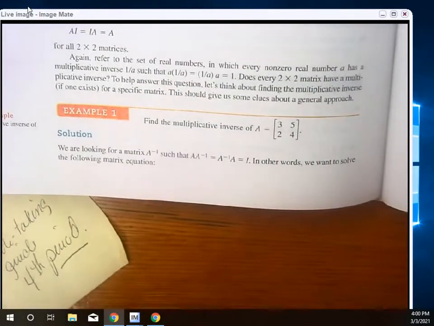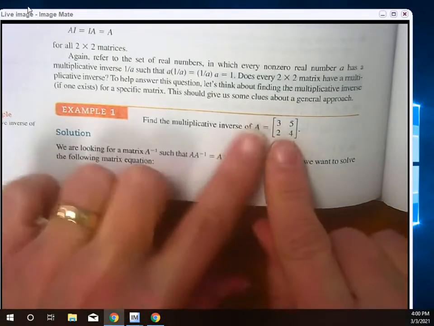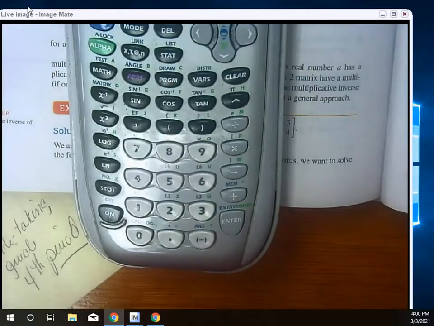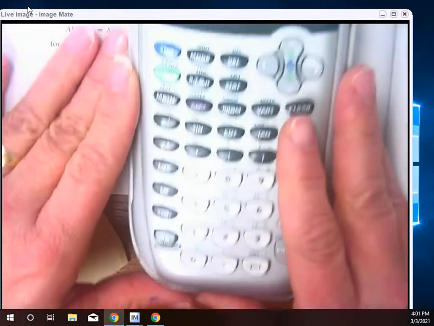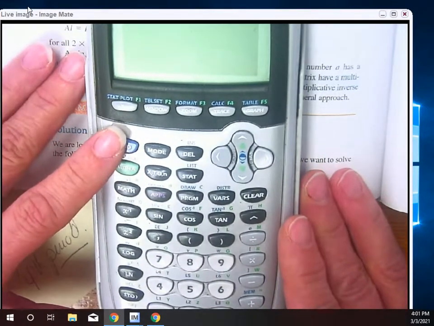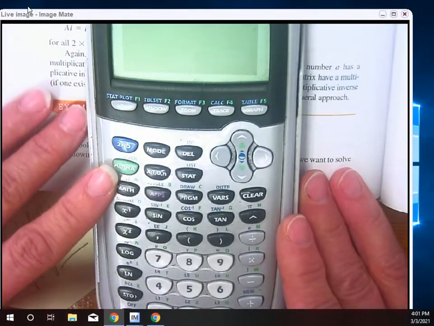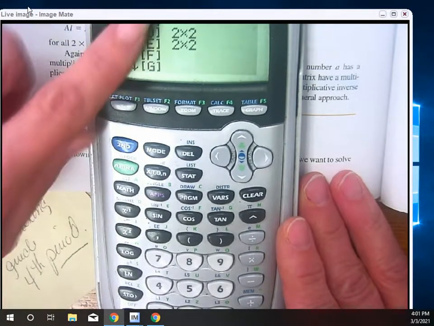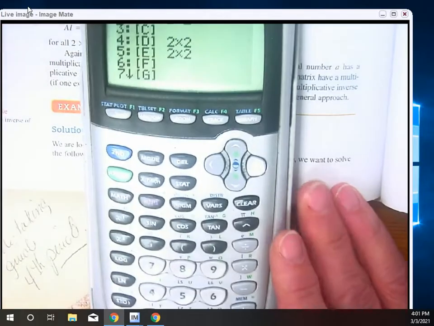Okay, so I'm looking for my multiplicative matrix, and we are going to do these all in the calculator. So I have my TI-84 Silver Edition calculator. For those of you who are not familiar with the calculator, if you push the blue button and then go down past the math button to the inverse button and push enter, we're at our matrix screen.